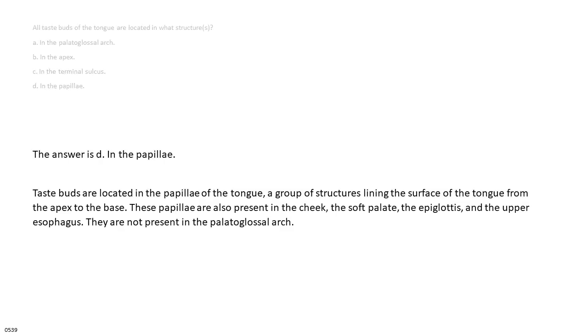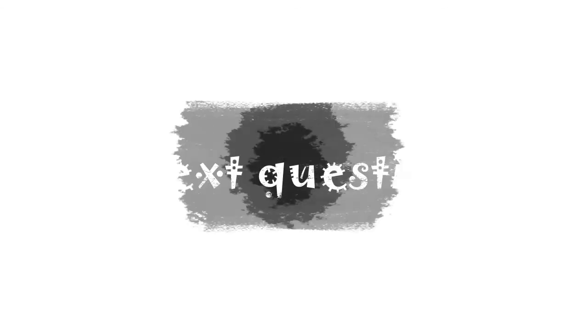The answer is D. In the papillae. Taste buds are located in the papillae of the tongue, a group of structures lining the surface of the tongue from the apex to the base. These papillae are also present in the cheek, the soft palate, the epiglottis, and the upper esophagus. They are not present in the palatoglossal arch.